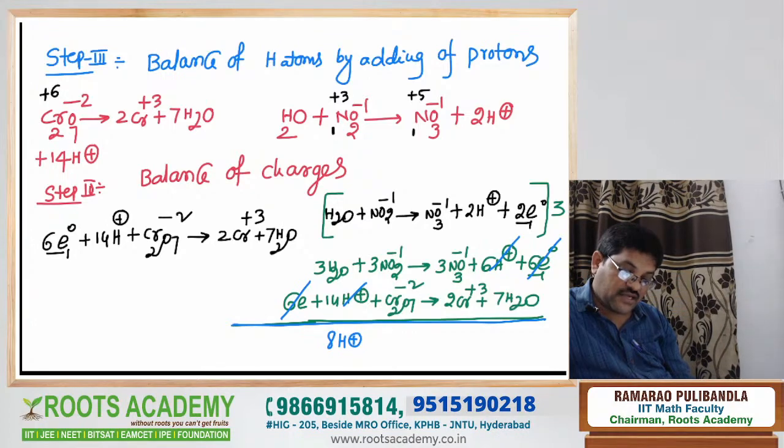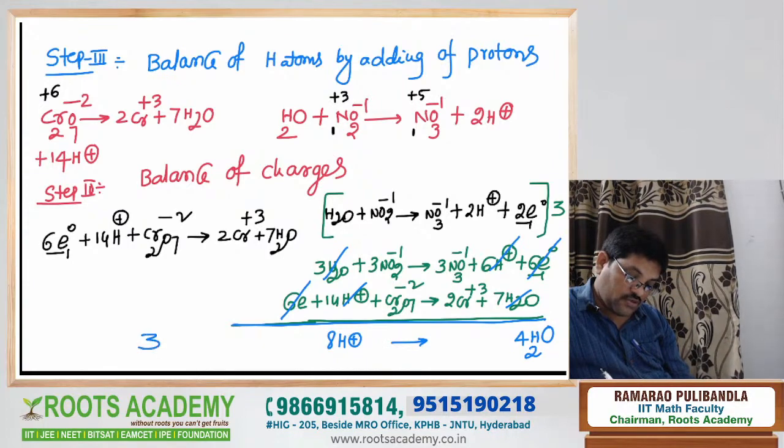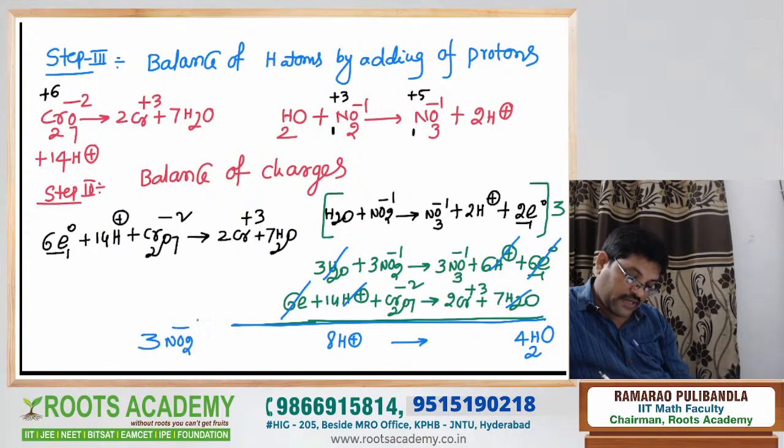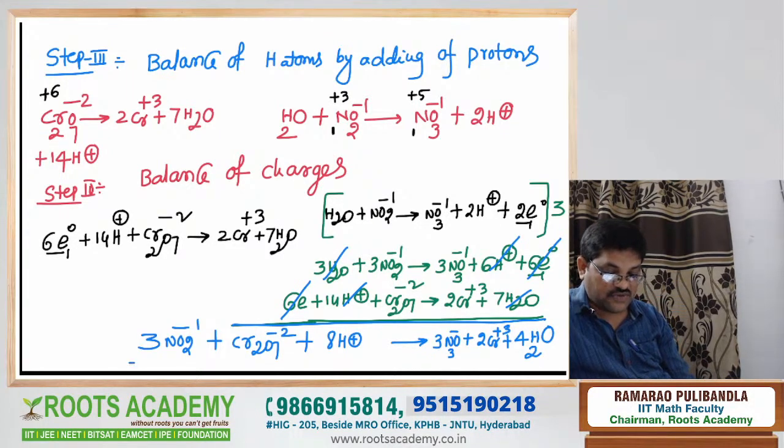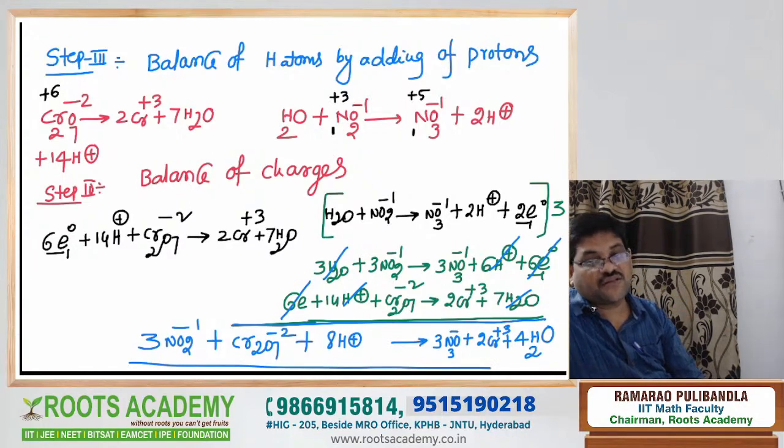On the reactant side, 3 H2O. On the product side, 7 H2O. After subtraction, you get 4 H2O. Now finally what you got? You got 3 moles of NO2 minus plus Cr2O7 minus 2 plus 8H plus ions gives rise to 3 moles of NO3 minus plus 2Cr plus 3 plus 4H2O. This is your final balanced equation.